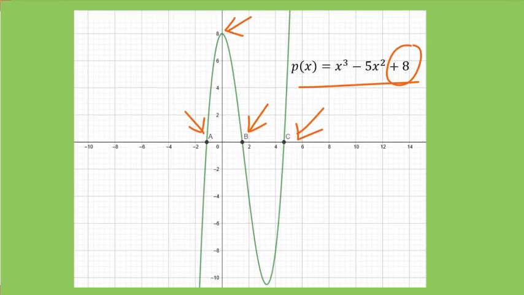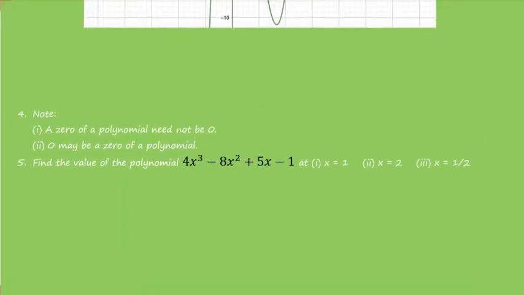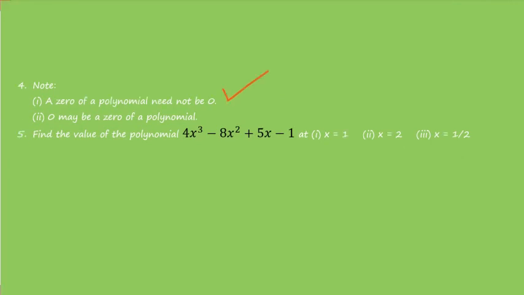Enough with the graphs, and let us just move into the next part. Okay, before that we need to note something. A zero of a polynomial need not be 0. Don't get confused. The zero of a polynomial can be any number. Just now we have seen that it could be a half, it could be 1, it could be 0 also. For example, if this is the x-axis and this is your p(x) and a linear line passes through this point, then 0 is the zero of the polynomial. So hence we have written here 0 may be the zero of a polynomial.